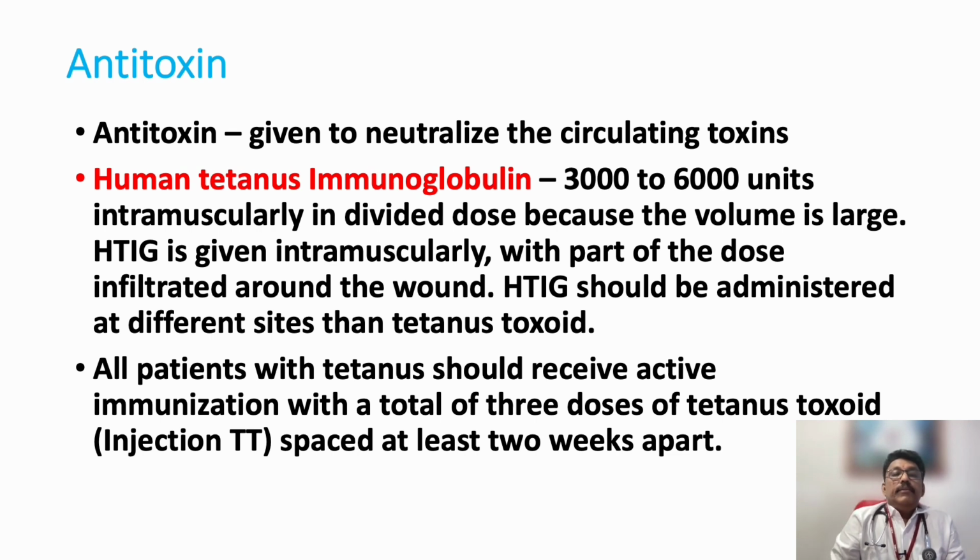Now treatment, when we are treating the patient with tetanus, you can treat the patient with either antitoxin or human tetanus immunoglobulin, 3000 to 6000 units intramuscularly in divided doses, because the volume of the tetanus immunoglobulin is large. Human tetanus immunoglobulin is given IM with part of the dose infiltrated around the wound.